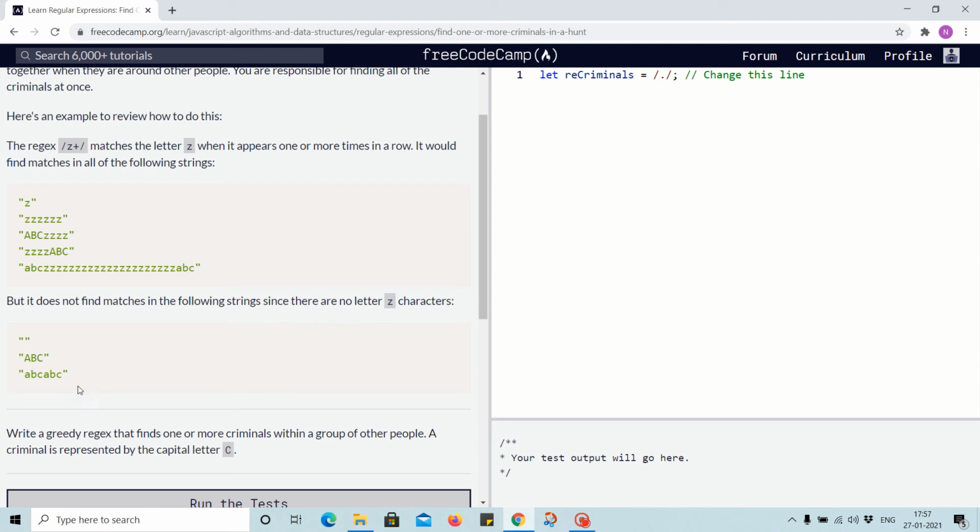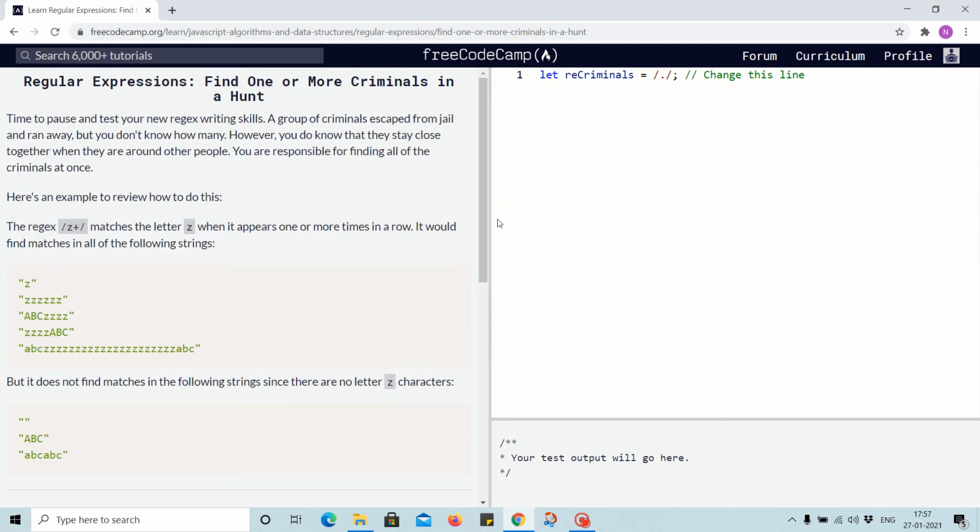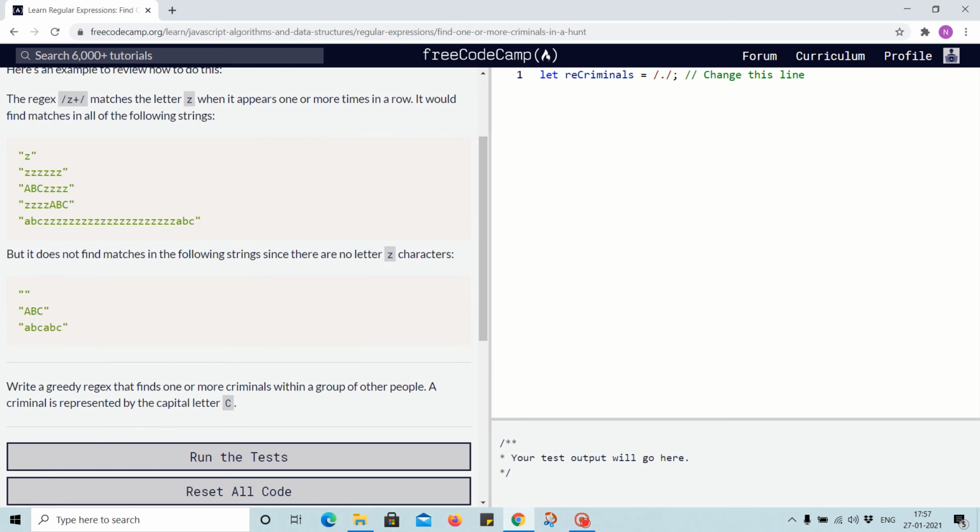Write a greedy regex that finds one or more criminals within a group of people. A criminal is represented by the capital letter C. So in this case we have to write a regular expression with capital letter C: C+.